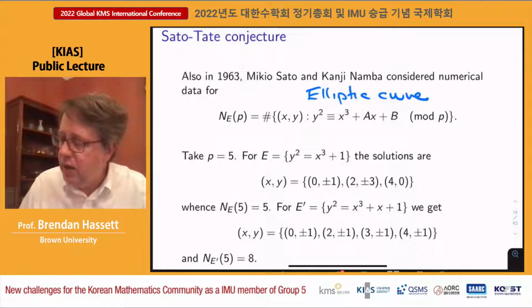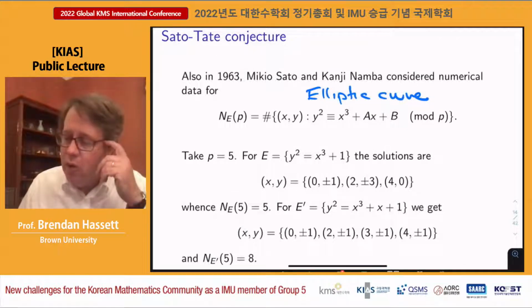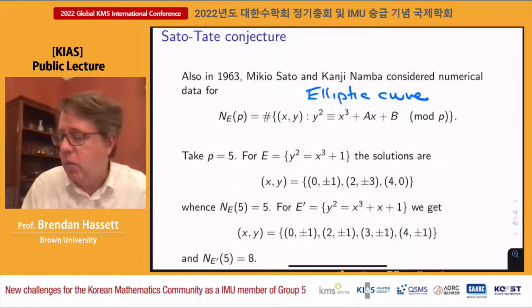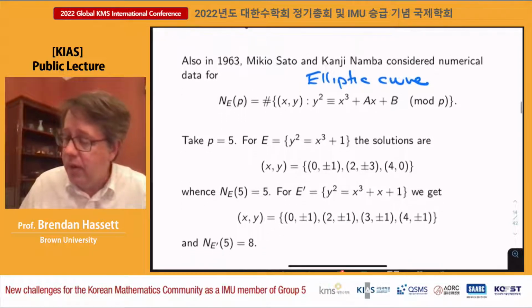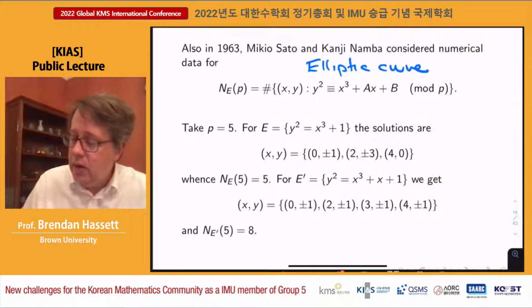But instead of looking at the elliptic curves over the integers or over the rational numbers, they looked at congruences associated with the elliptic curves. And so let me give you some examples. If I let p be a prime number, and I take the elliptic curve y squared equals x cubed plus 1, you get all these solutions.